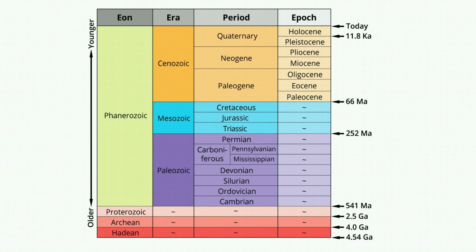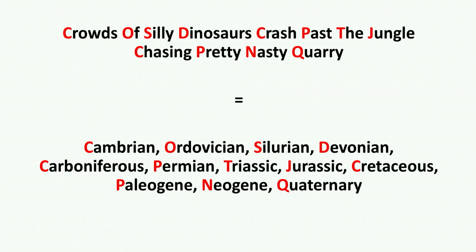Each one is generally separated by a mass extinction. And if you can remember the actual dates that separate the time periods, brilliant. I haven't put them on here because the main thing to learn at the beginning is the order in which they come in. So I use this mnemonic to remember, because I still forget to this day. And it goes, crowds of silly dinosaurs crash past the jungle, chasing pretty nasty quarry. I don't actually know what pretty nasty quarry is, it's just what I was taught, but maybe the fact that it's a bit random can help you remember it.